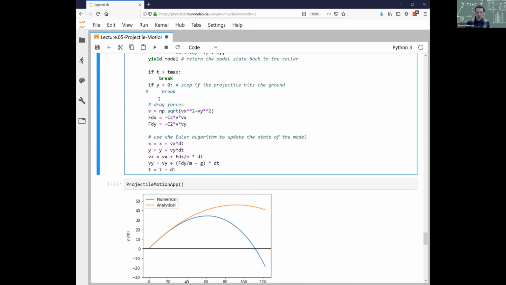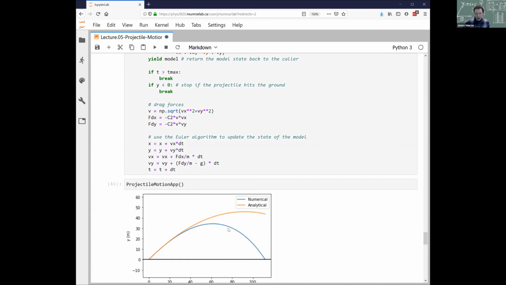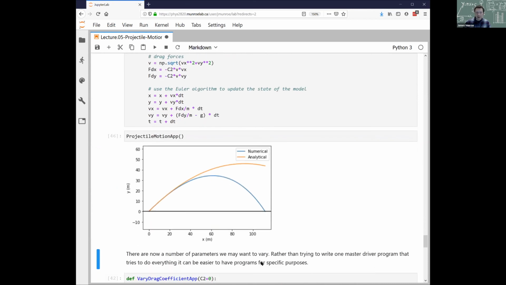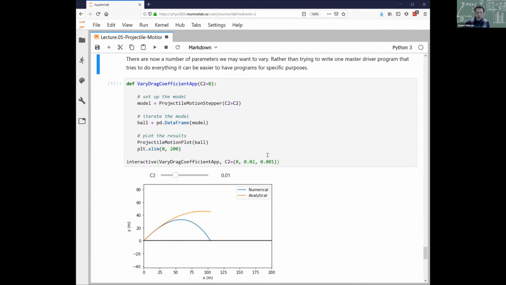So if I put that stopping condition in, then the program will end whenever y becomes less than 0. So we've got a nice little program here we can vary. Sometimes you've got to play around with how you run a visualization.